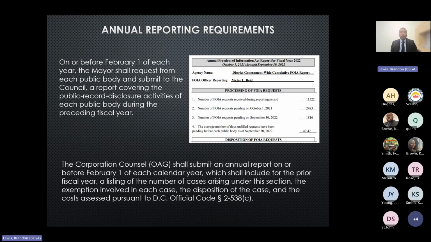This is a note on annual reporting requirements. On or before February 1st of each year, the mayor shall request from each public body and submit to the council a report covering the public record disclosure activities of each public body during the preceding fiscal year. The Corporation Counsel, which is now the Office of the Attorney General, shall submit an annual report on or before February 1st of each calendar year, which shall include for the prior fiscal year a listing of the number of cases arising under this section, the exemption involved in each case, the disposition of the case, and the costs assessed pursuant to DC Official Code 2-538C.